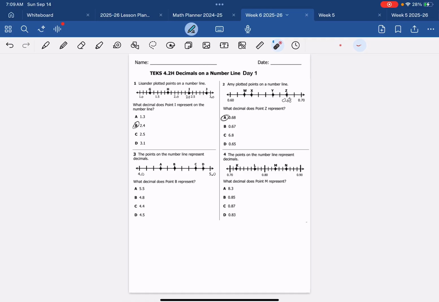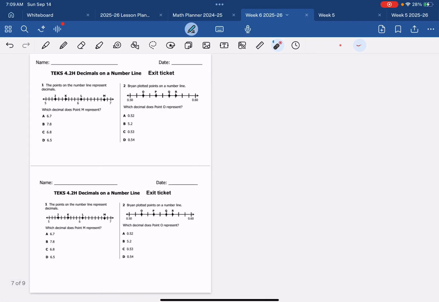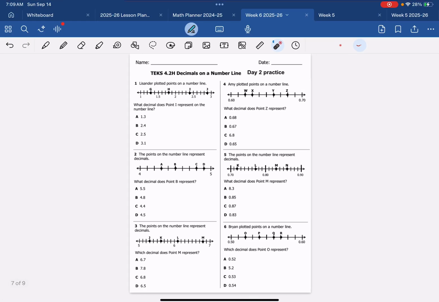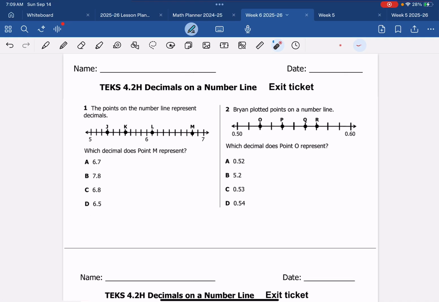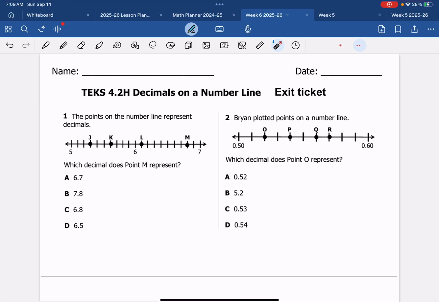The next thing you're going to do is this exit ticket over here. This exit ticket, I am going to have the substitute also printed, or give it to you on paper. You guys are going to do it on paper, and then you're going to turn it into the sub. And that's all we're doing today for math.